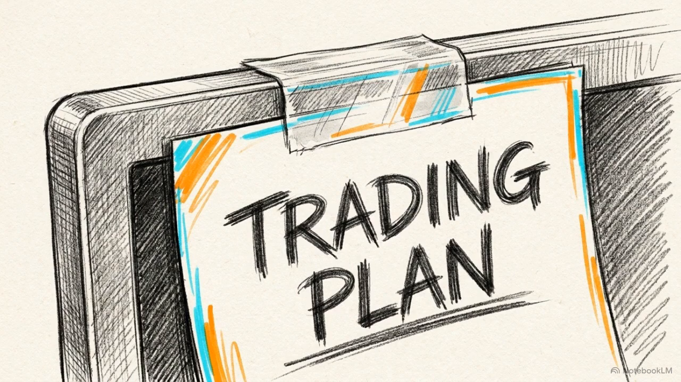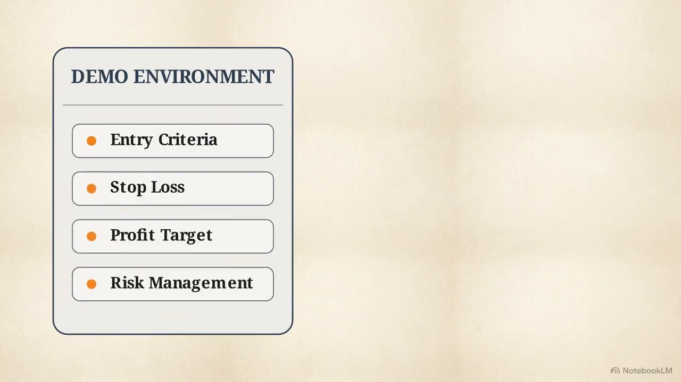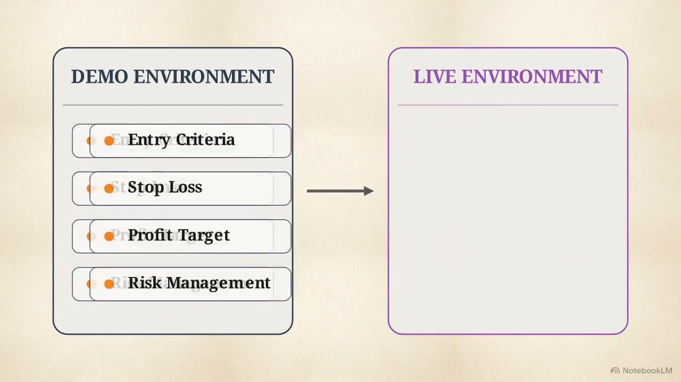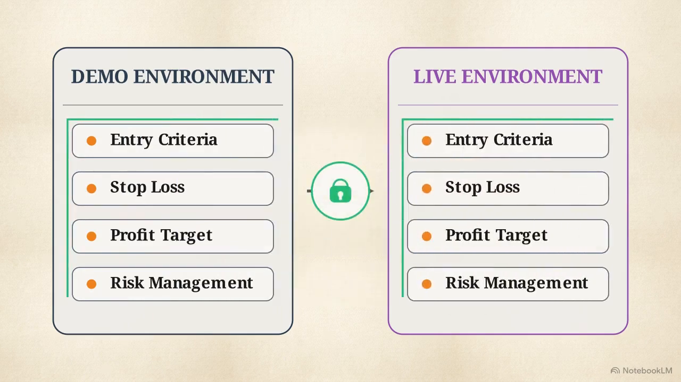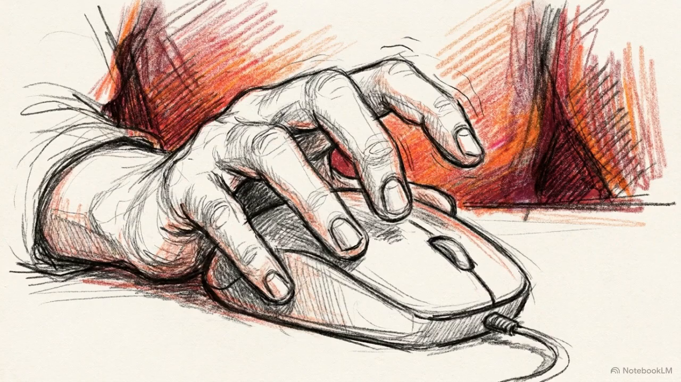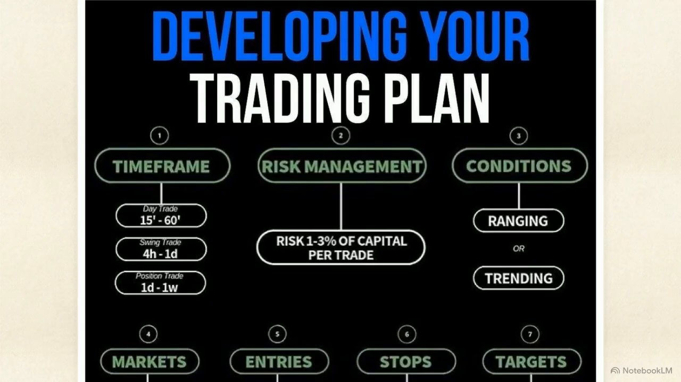Step 2 is to lock your strategy. You need to take the exact parameters that worked in your demo environment and transfer them into the live environment without changing a single variable. When real money is on the line and the market feels intimidating, you'll feel a strong instinct to modify your rules. You must resist. This flowchart maps out the structural components of a trading plan.